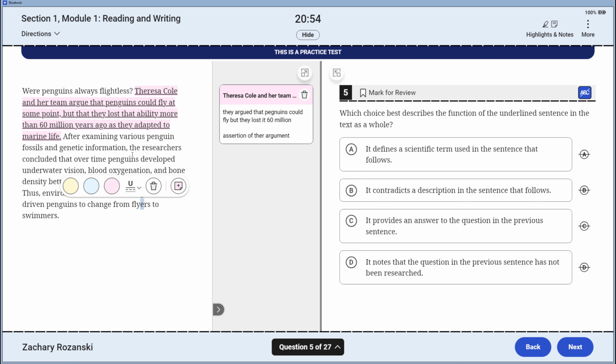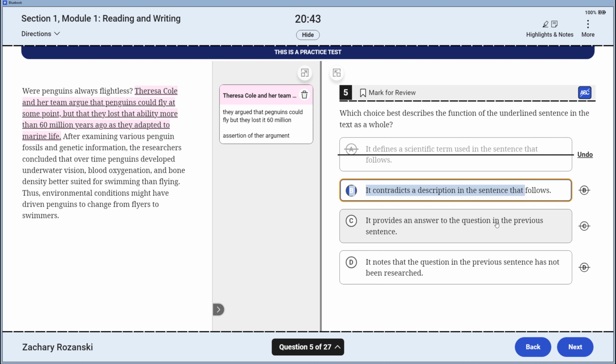So let's engage. It defines a scientific term. Absolutely does not. There's no definition of a scientific term. I don't even care about what follows. It contradicts a description in the sentence that follows. Maybe, I can't know until I read the next sentence, but I'll table that for now. It provides an answer to the question in the previous sentence. So both of these are demanding that I look into the text. So I'm going to go contradiction.